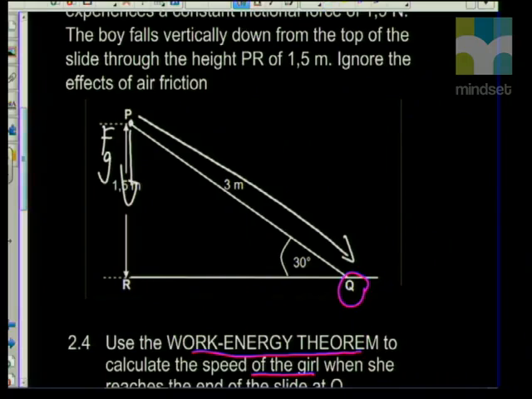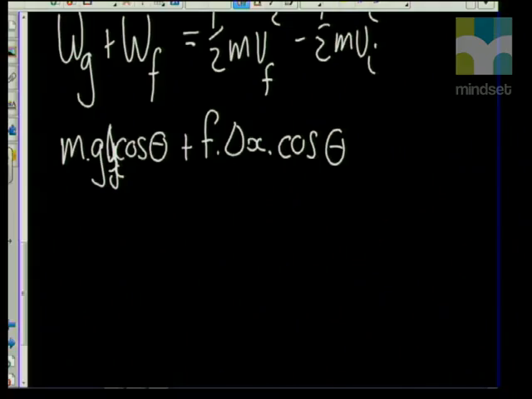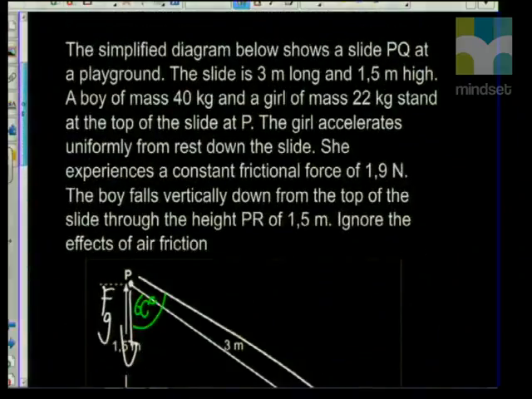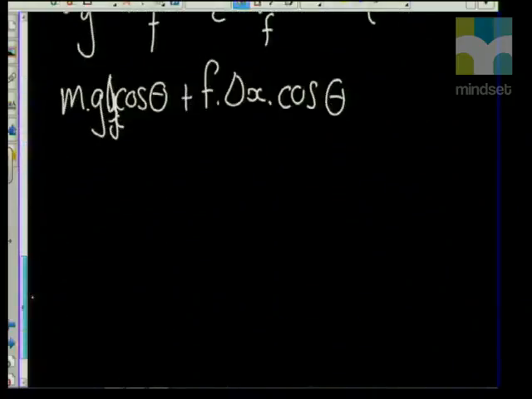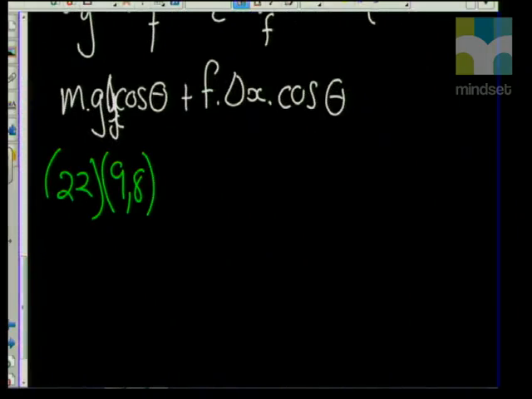Well, this angle here, notice, it's part of a 90-degree triangle. That angle is an angle of 60 degrees. So for all the time it's moving down, the angle is 60 degrees. So I'm going to put that in and recognize it's the distance down the slide. So what was the mass of the girl? The mass of the girl was 22. So it's 22 times 9,8. What was the distance? 3 cos 60 degrees.